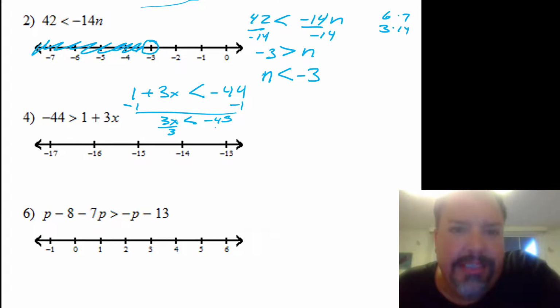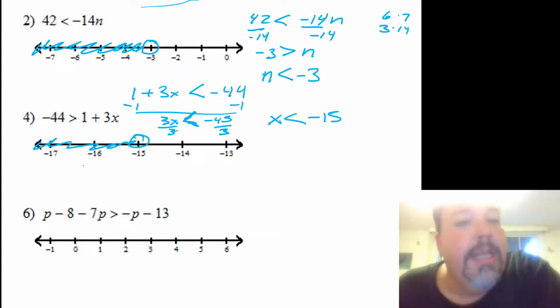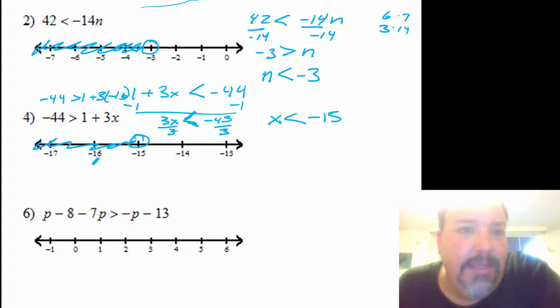If we divide by 3, we're going to have x is, now we don't need to flip the inequality sign here because we divided by a positive. So we're just going to have x is less than negative 15. And that means an open circle, and it means everything to the left is going to be shaded. And again, if you wanted to check, what we could do is take a number like negative 16, any number that's been shaded, and plug that back into here. And if I put negative 16 in here, negative 16 times 3 is negative 48.